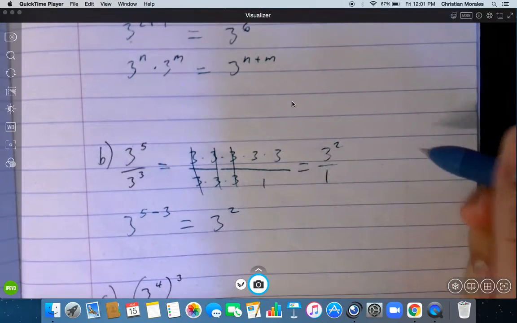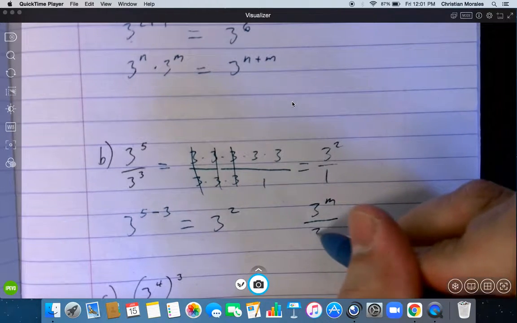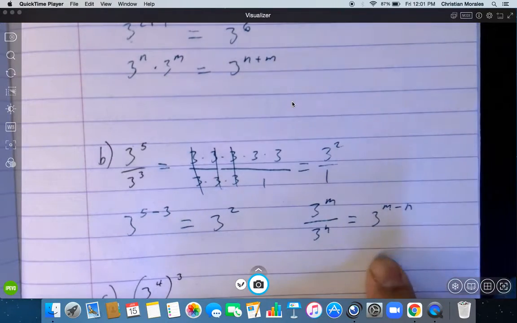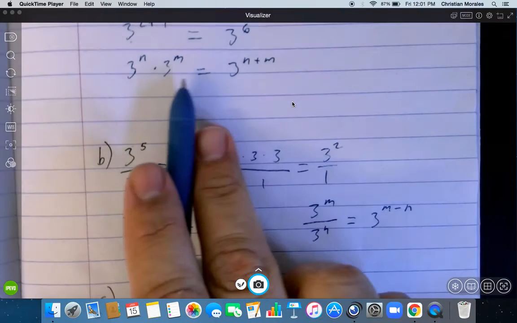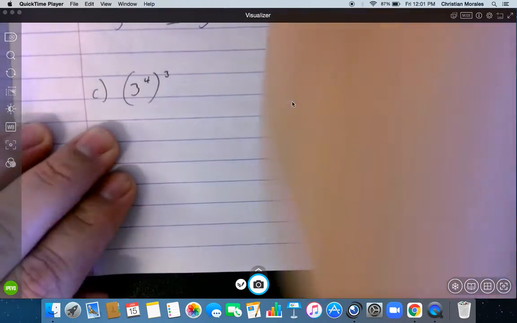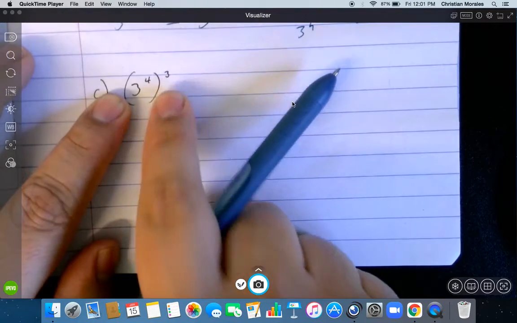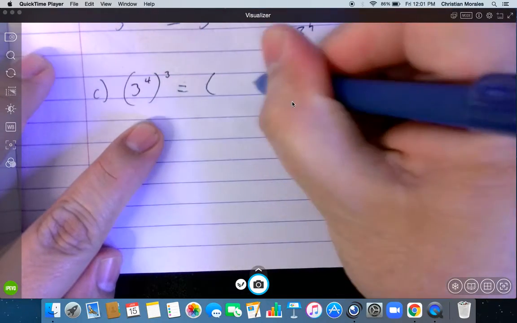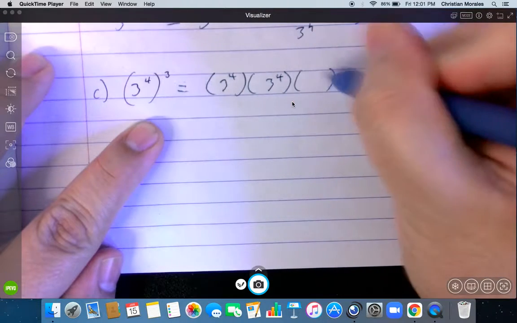The rule, if you're going to write this down as a rule, it would be like this. Take the numerator minus the denominator exponent, and that'll give you your answer. So it's basically like the opposite of multiplying. Okay. All right. The last example here is, what if you have a number with an exponent and you have another exponent there? Well, what this would mean is you have 3 sets of this parentheses, like this. 3 to the 4th, 3 to the 4th, 3 to the 4th.